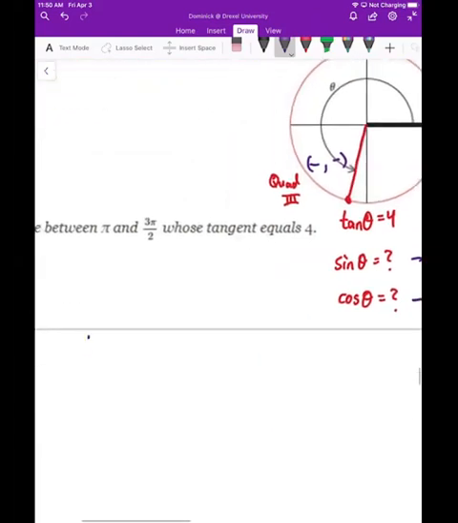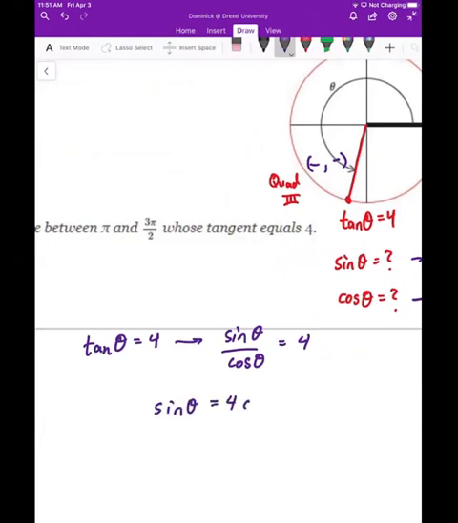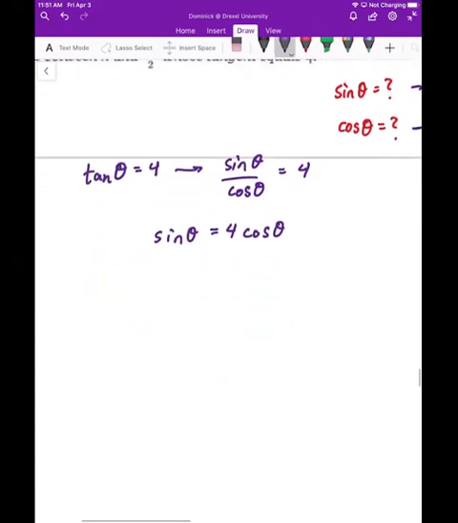Now we know that if tangent is equal to 4, then sine over cosine is equal to 4, because tangent is sine over cosine. And then we can say that sine of theta is 4 cosine theta. Okay, so now similarly to before, we can say that this is y is equal to 4x, or let me actually use this way, since this is what we just mentioned. You could use the y and x relation, but I want to use this one as well.